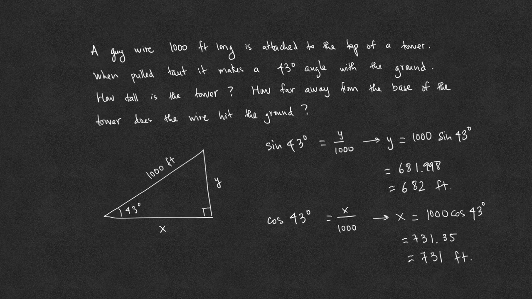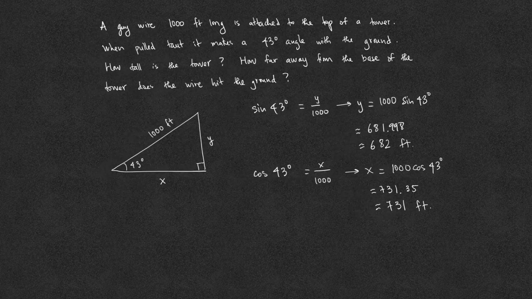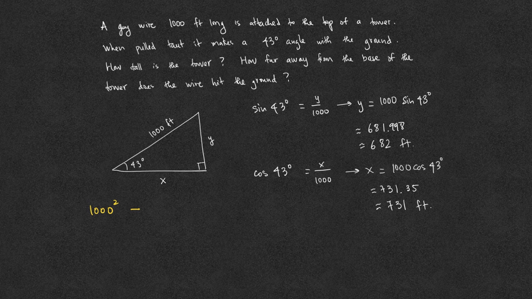It is better to use trigonometric functions to find the remaining side. In this case, we did. If we were to use the Pythagorean theorem, we would have 1,000 squared minus the first side that we found, which is 682 squared, to get x squared. And this x squared is 53488.96399. If we were to take the square root of this, we have roughly 731. But again, it is better to use trigonometry to find the missing side in the right triangle.